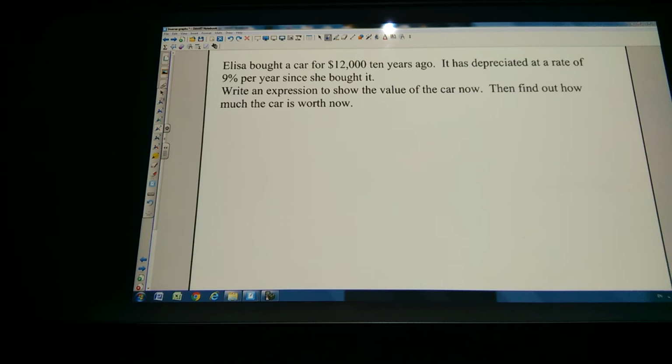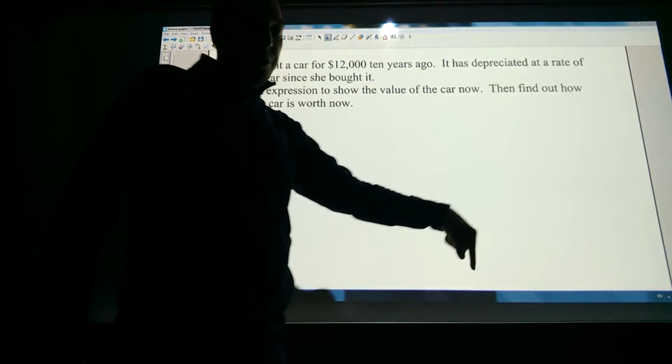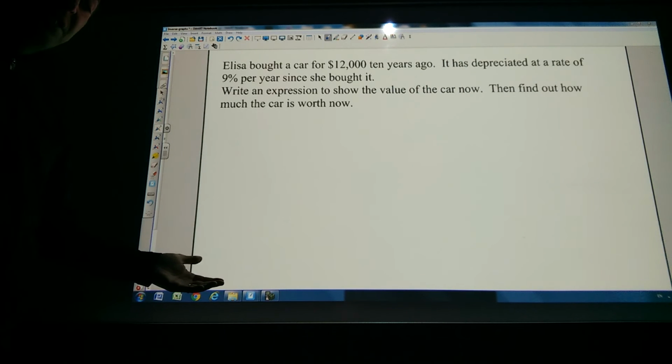Alyssa bought a car for $12,000 10 years ago. It has depreciated at a rate of 9% per year since she bought it. Write an expression to show the value of the car. That's all we're going to do. We're not going to do the next line. Okay? So do you remember last semester? Of course you do. It is a percent, and this word means decrease. Depreciate means goes down. So we have a percent, and it's going down.